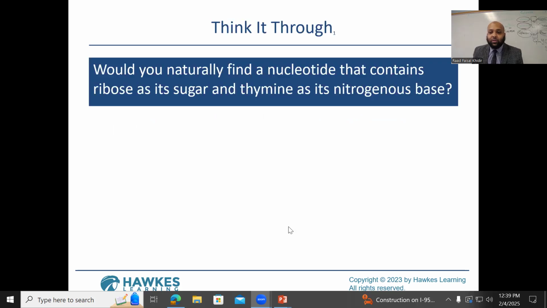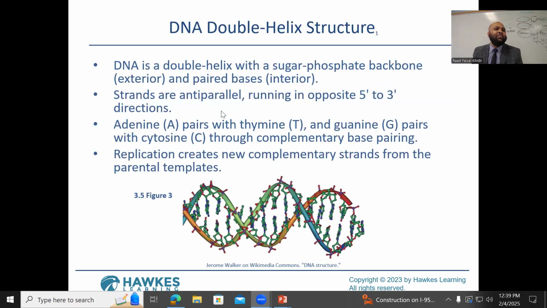Very important. So if you look at the DNA, we did this in the previous illustration when we were doing proteins. How do we get proteins, anabolism, if we don't connect amino acids? We connect amino acids through peptide bonds. DNA is a double helix with a sugar phosphate backbone on the exterior and paired bases inside. Strands are anti-parallel, running in opposite 5' to 3' directions.